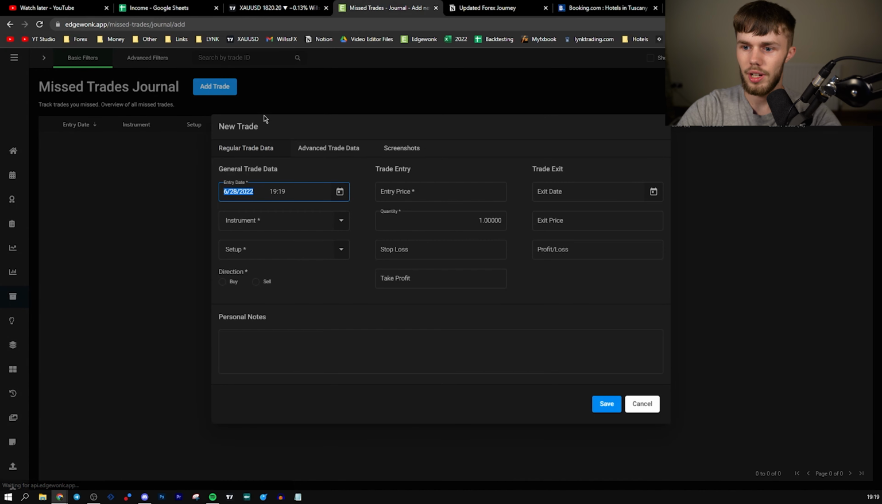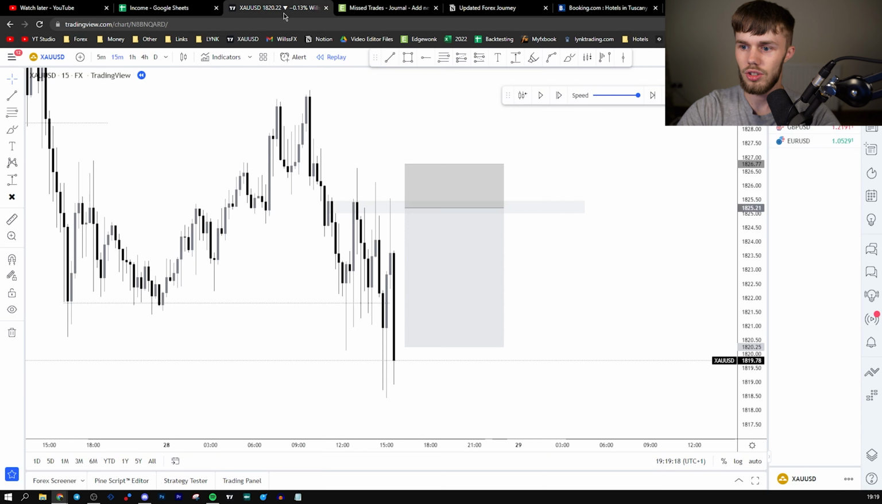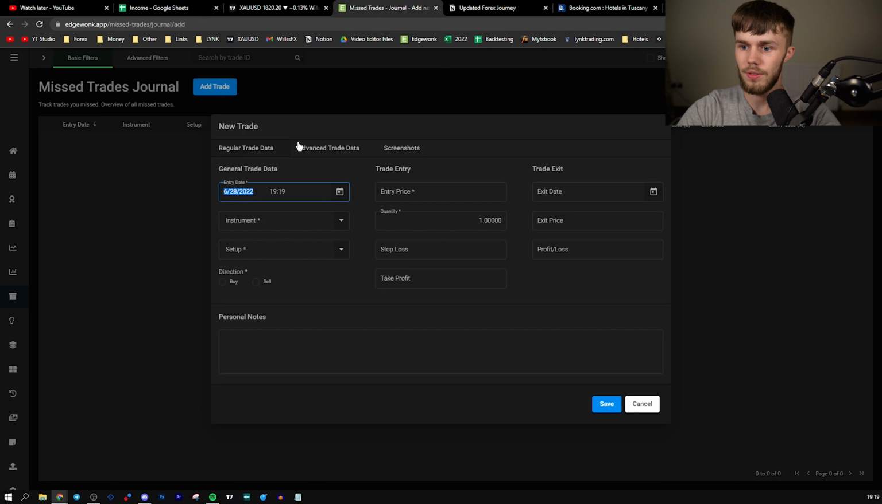So I go and add trade, and then what date was it and what time was the entry? So the entry would have been 14:15. Obviously you can go more precise on like the 1 minute, but I'm not really too focused on that right now. Instrument, obviously that's the pair, and the setup, you can just put default setup and that's fine.